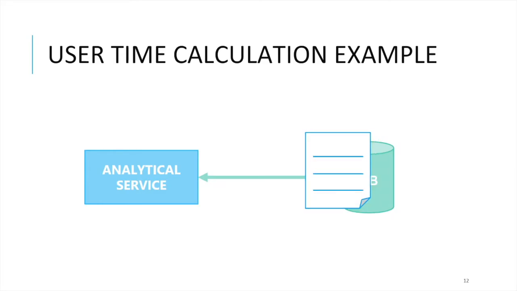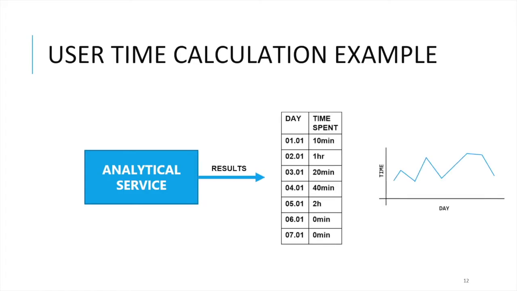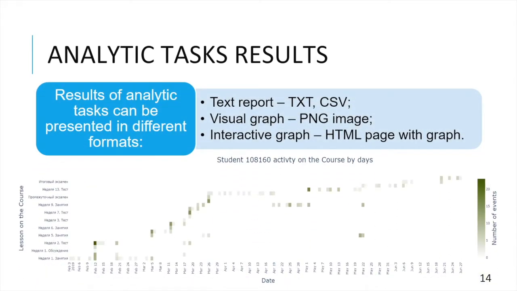Finally, the analytical service provides the result of task execution in textual or graphical format. As a result, the software product gives different types of results, such as stack reports in TXT, CSV, visual graphs in PNG images, interactive graphs, HTML pages with graphs. Presenting results in different formats gives variability for the end user.